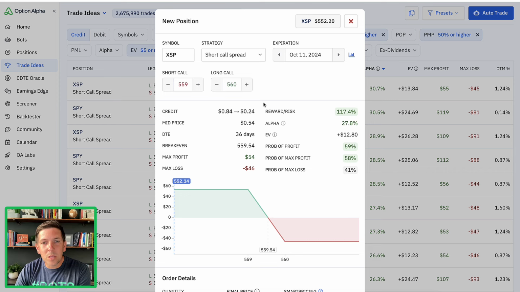So this would be a great small trade. If you're a new trader, a small trader, just getting used to options trading, just getting started, this is a trade that only takes on $46 of risk, but actually has really good metrics behind it.